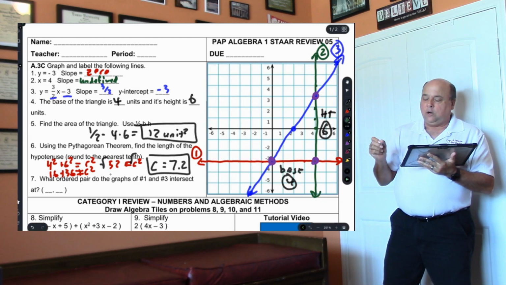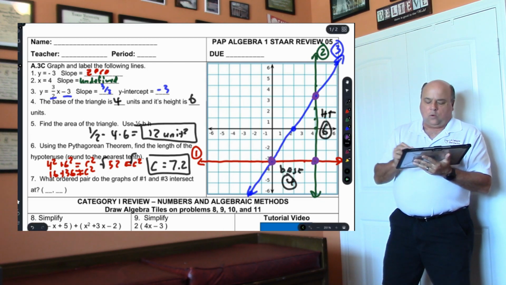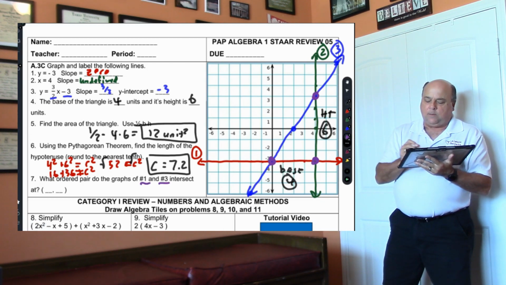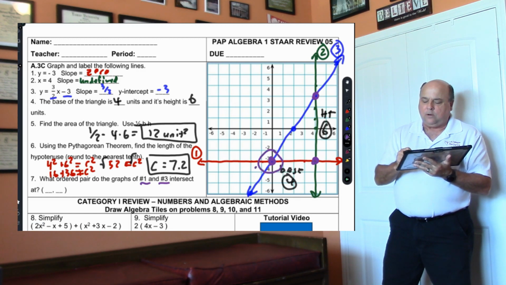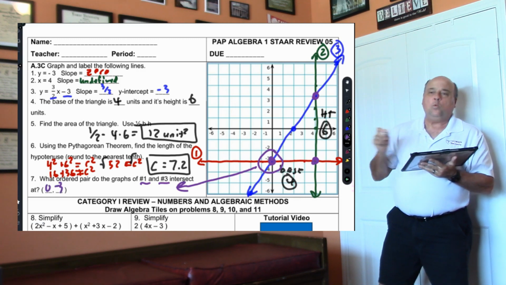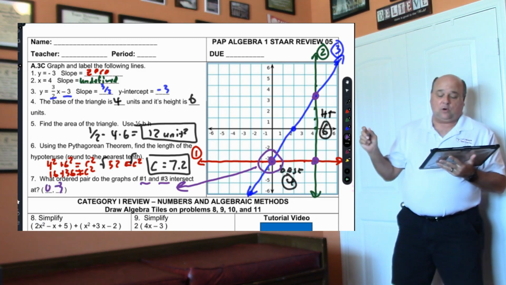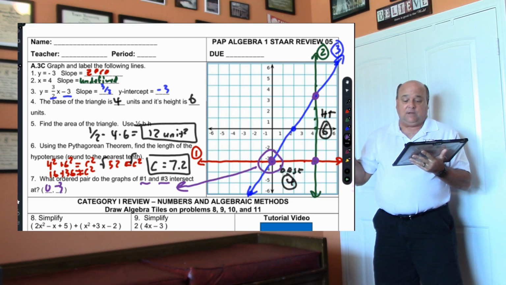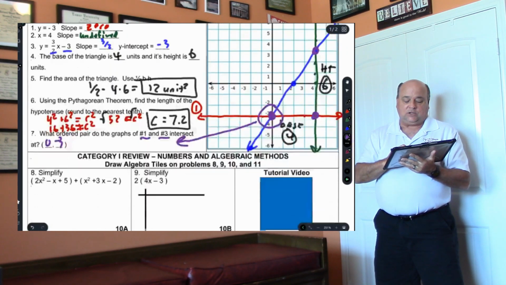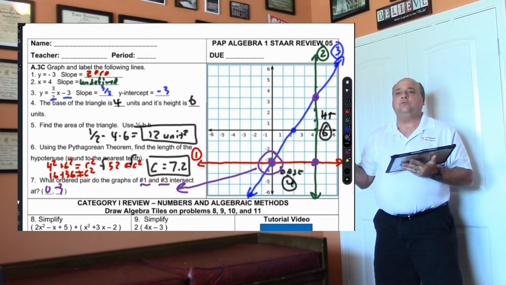And now we're going to go to number 7. The ordered pair where number 1 and number 3 intersect. Number 1 and number 3 intersect right here. And that ordered pair is 0, -3. We'll learn that in December, or around Thanksgiving, how to solve where 2 lines cross. So those are the first 3 problems.